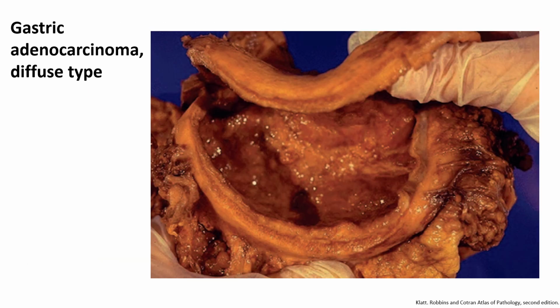This is how a gastric adenocarcinoma diffuse type looks. The gastric wall is markedly thickened, and the rugal folds are partially lost. So this is due to the diffuse infiltration of the tumor cells. So the stomach will have a shrunken leather bottle appearance, also termed linitis plastica.